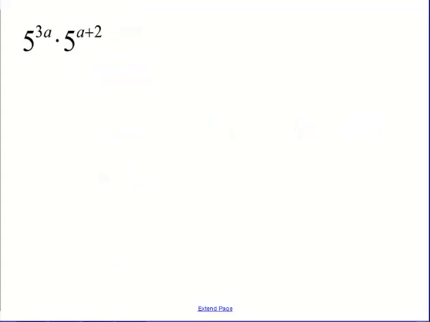First one, we have 5 to the 3a times 5 to the a plus 2. What I want you to recognize, you've seen problems like this on your test and everything else, is that we have a like base that we're multiplying. That tells us that our base is going to stay the same, so we have a base of 5, and then we're going to add our exponents, 3a and a plus 2. So I would add 3a plus a plus 2.